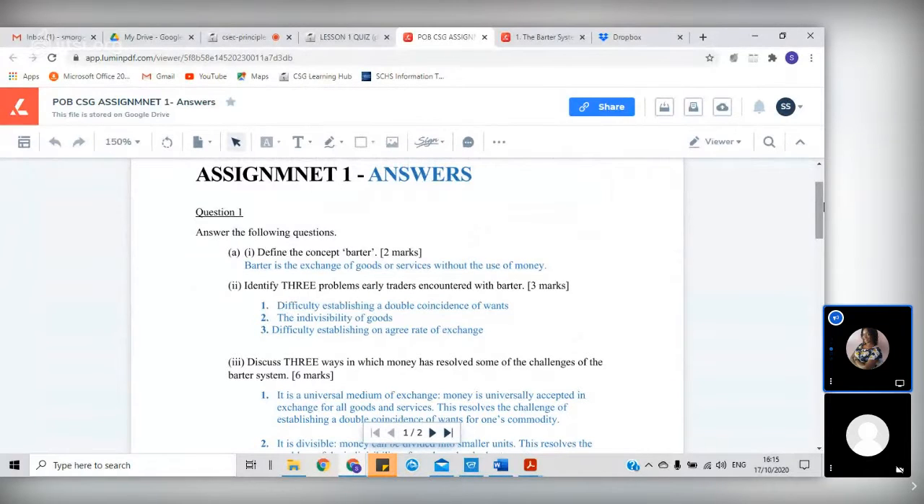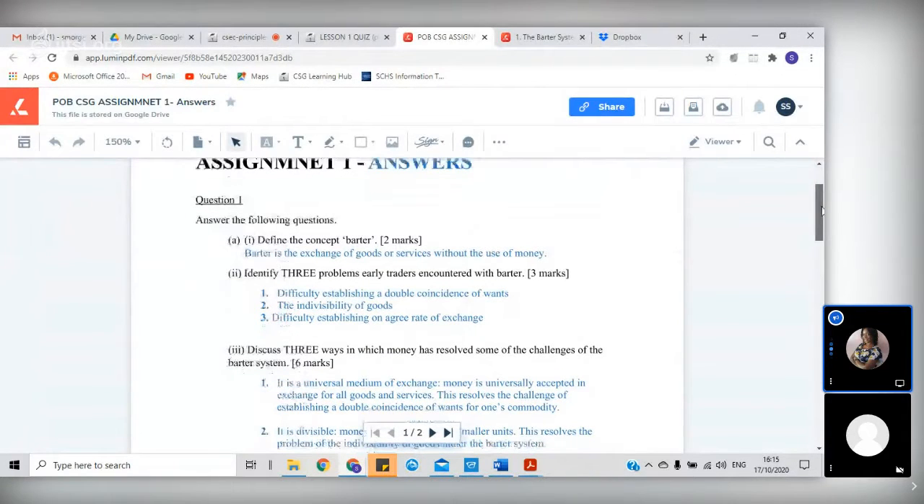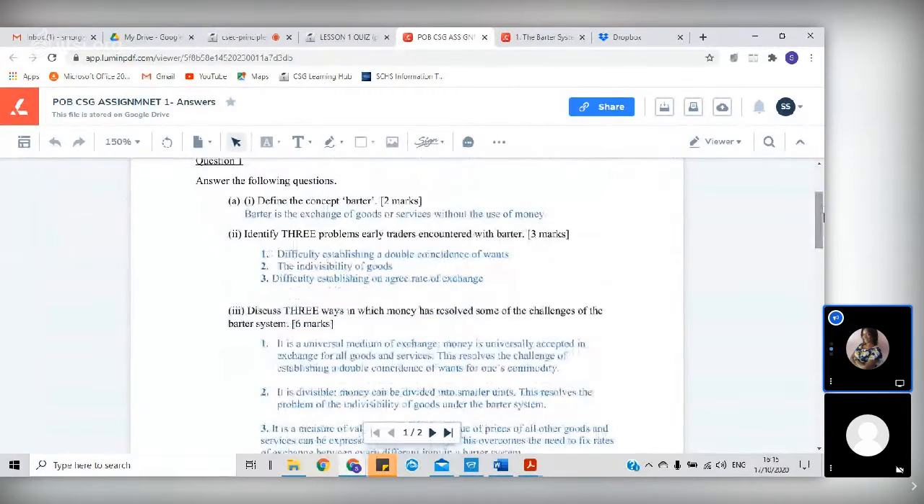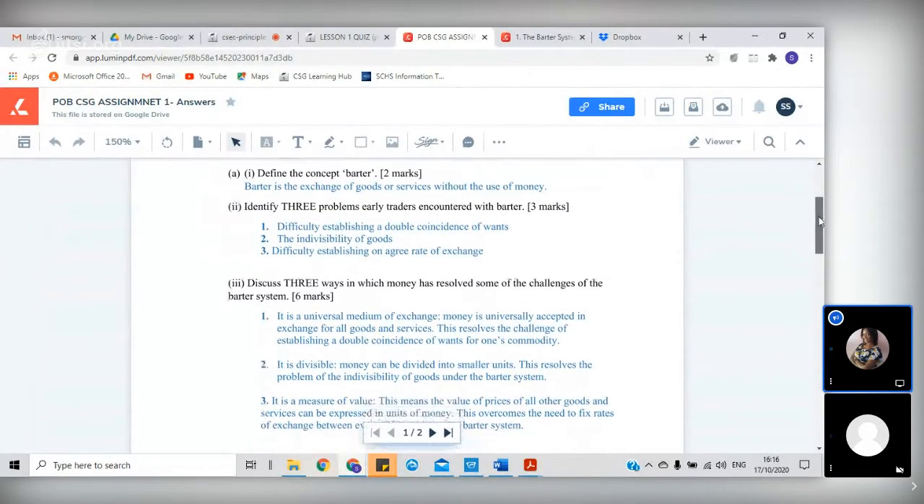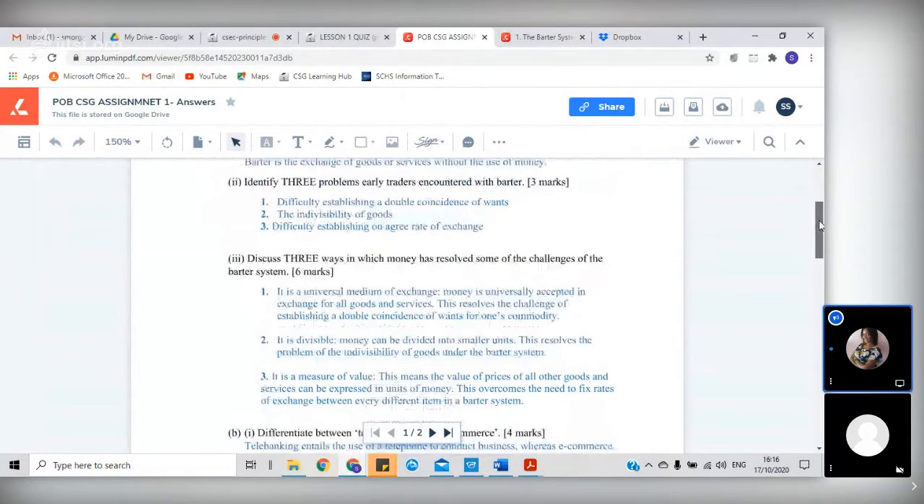All right, so the first question: define the concept barter. What was your response? Barter is the exchange of goods and services for other goods and services without the use of money. Correct. So right then and there, you would have received 2 marks. All right, good. And that is similar to the response I have.